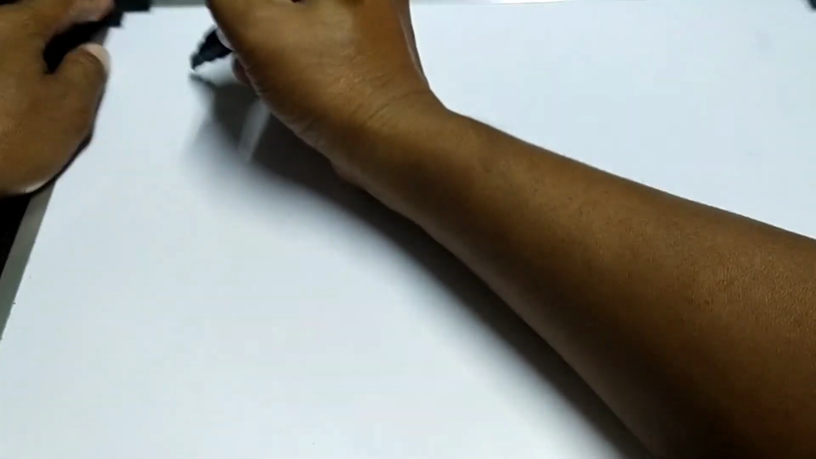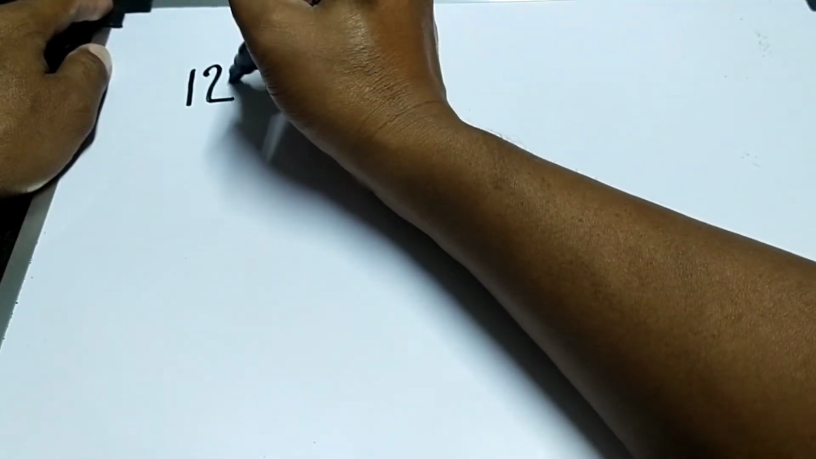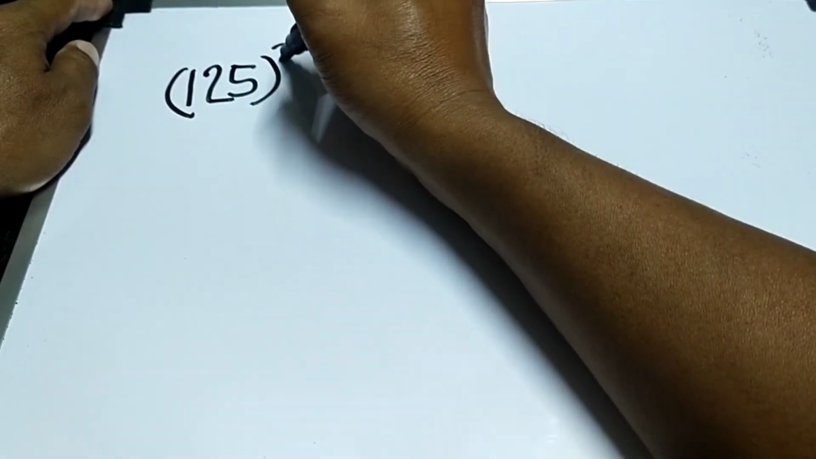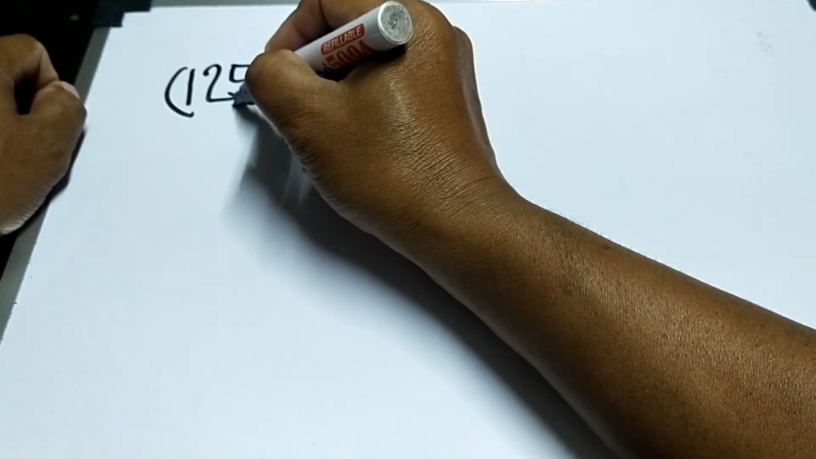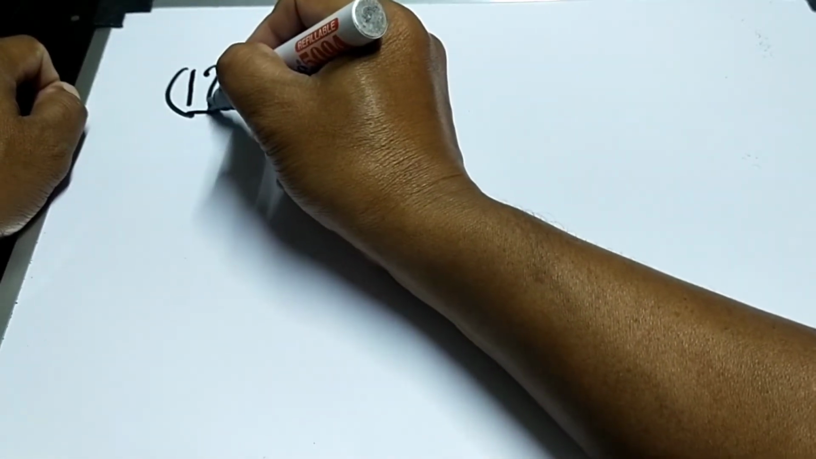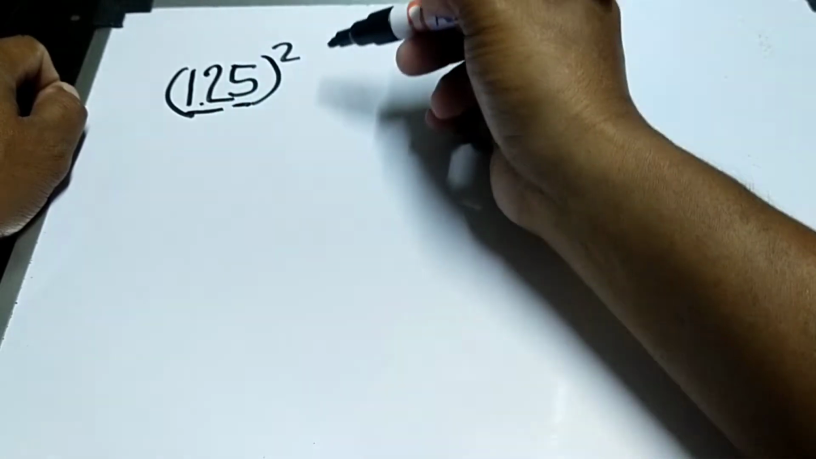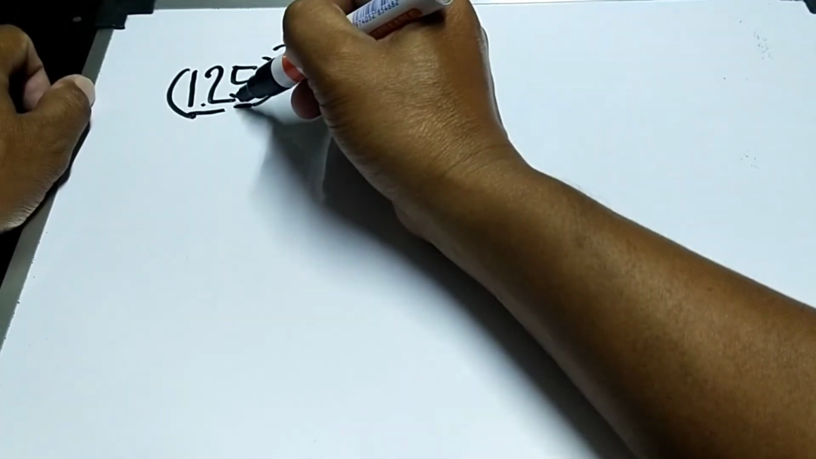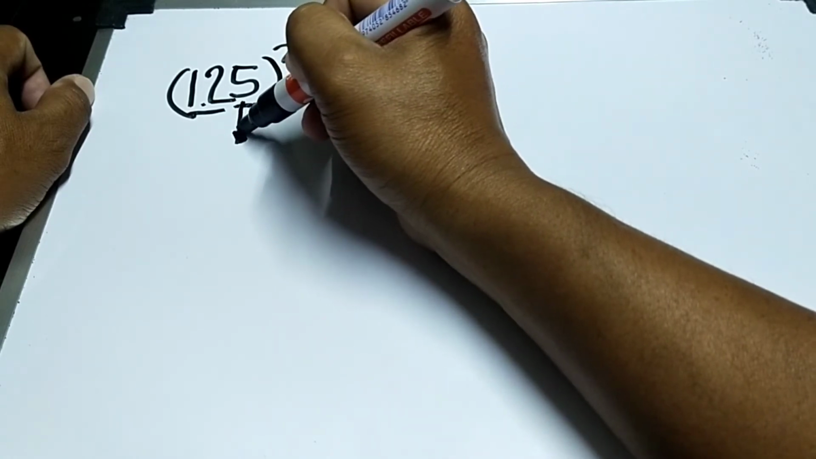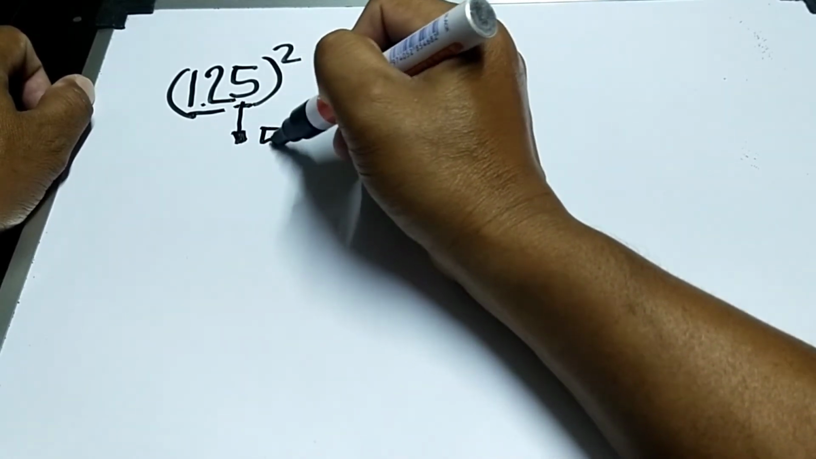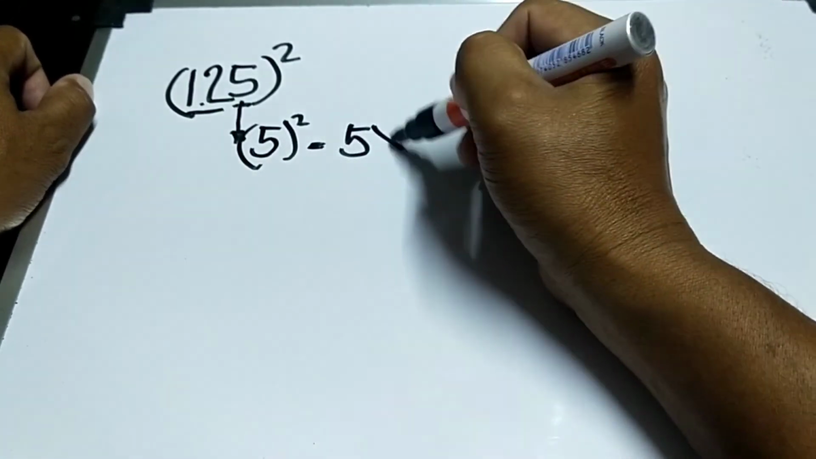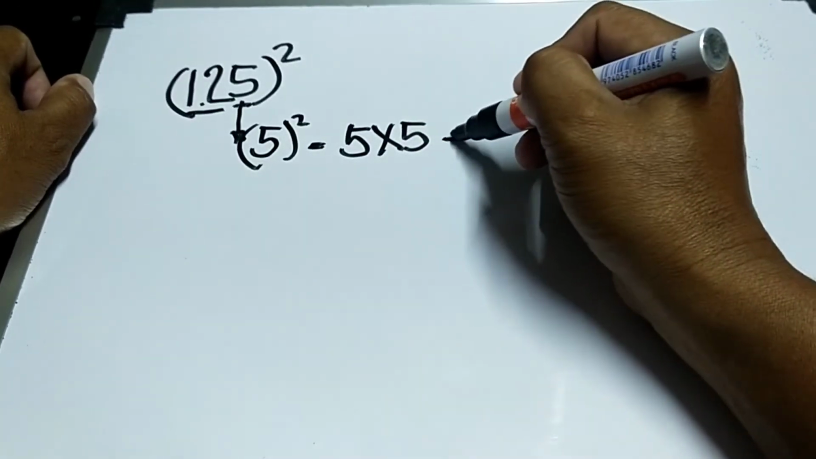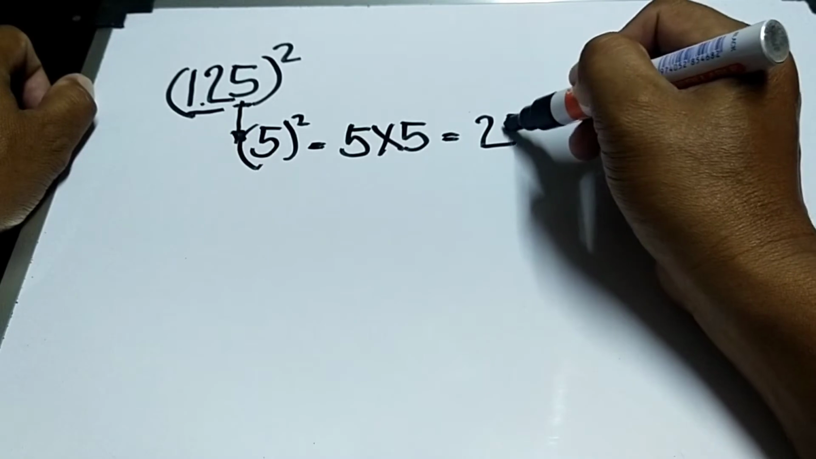So, I have here 125 squared. Okay? Same procedure, guys. Square this ones value, then this tens value is 12. So, square also. Okay? So, same procedure, guys. 5 squared is equals to 5 times 5, which is equals to 25. Okay?